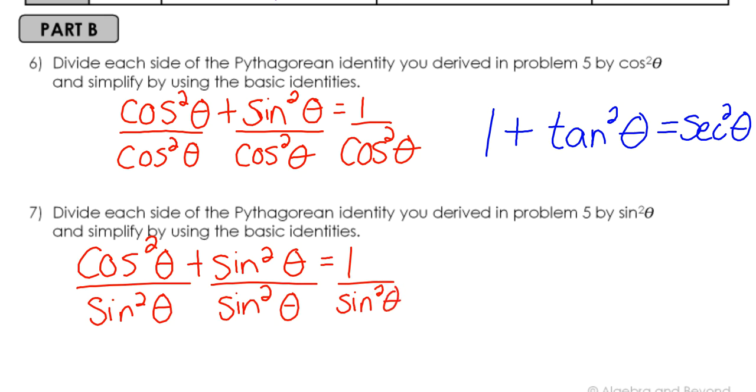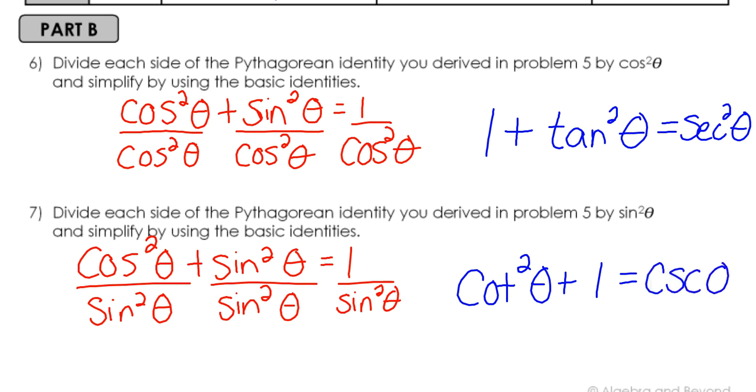So now starting from left to right, we have that cosine squared over sine squared. Again, from our identities up above, we know that that is cotangent squared of theta. We know that sine squared theta divided by itself is 1. And we know that 1 over sine squared theta is cosecant squared of theta.